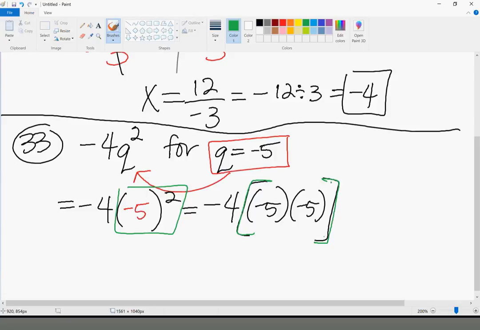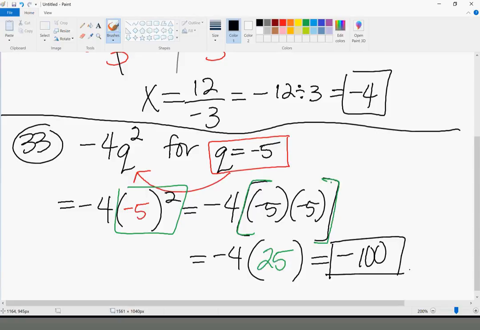Okay, so what's negative 5 times negative 5? That is positive 25. So now I have negative 4 times positive 25. And negative 4 times 25, I have different signs when I'm multiplying, so my answer is going to be negative. And then I want to multiply 4 times 25, which is 100. So negative 100 is your answer.